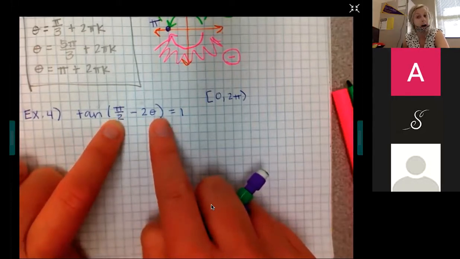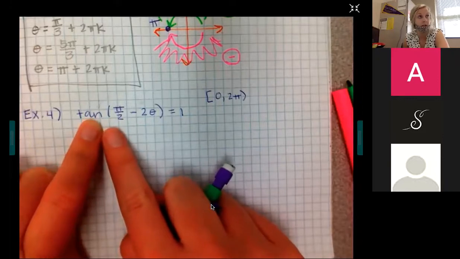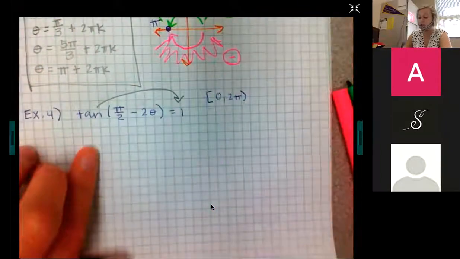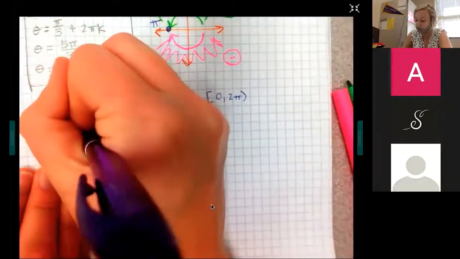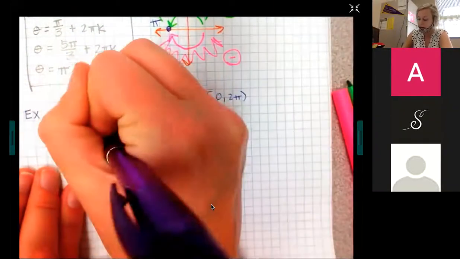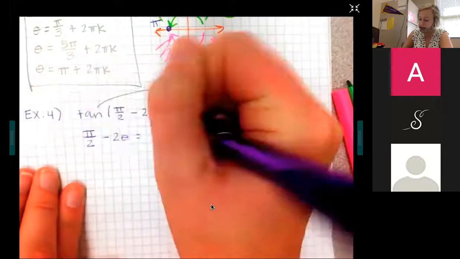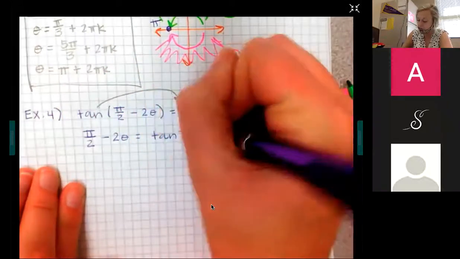So what is the opposite of taking the tangent? To move it to the other side, we're going to do the tan inverse. So everybody watch. Now we just have pi over 2 minus 2 theta equals the tangent inverse of 1.